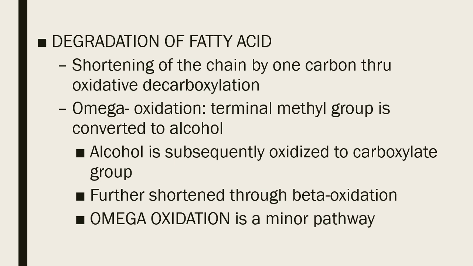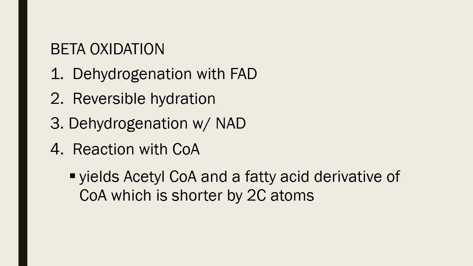Let's take a look at beta oxidation. In beta oxidation, you actually have four steps. You have dehydrogenation with FAD, flavin adenine dinucleotide. Then you have reversible hydration. Then dehydrogenation with NAD and reaction with coenzyme A. The reaction with coenzyme A produces acetyl-CoA and a fatty acid derivative of coenzyme A, which is shorter by 2 carbon atoms.